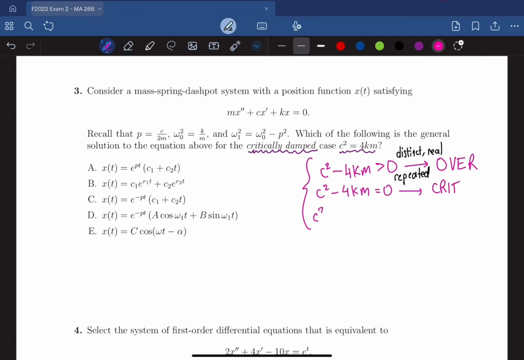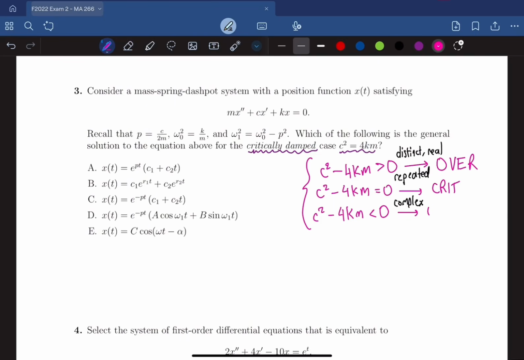And lastly, if whatever's inside the square root is negative, right? If you have negatives inside a square root, you're going to get imaginary i's somewhere, and you're going to get complex stuff. So if that's less than 0, what you're going to get is complex roots. You know, so your sine, cosine solutions, all that.